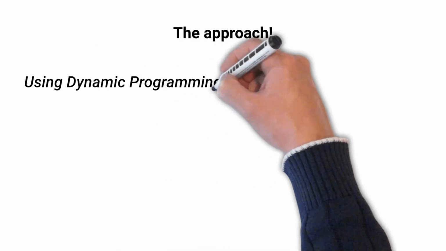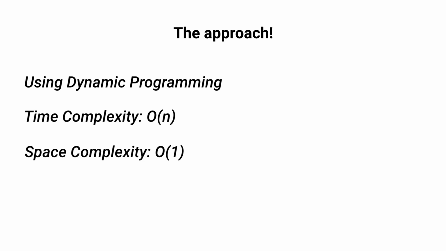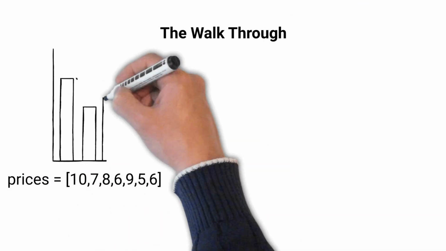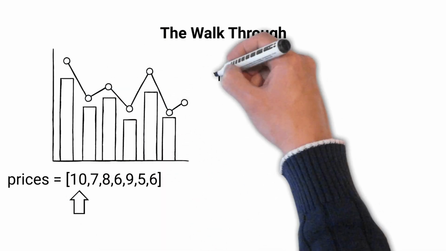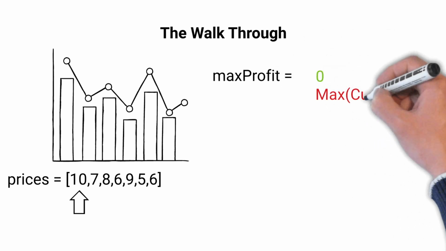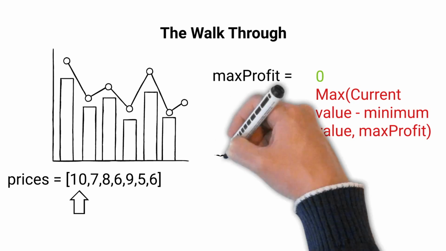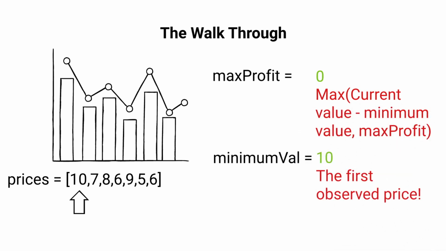The approach that we're going to be taking is using dynamic programming, with a time complexity of O(n) and a space complexity of O(1). Now let's walk through. Here are the prices that we're going to be looking at. We're going to iterate over them starting at 10. We're going to declare two variables: max profit, which we'll set equal to 0, calculated as the maximum of the current value minus the minimum value, or the maximum profit that we've observed so far. The minimum value is going to equal 10, which is the first observed price.